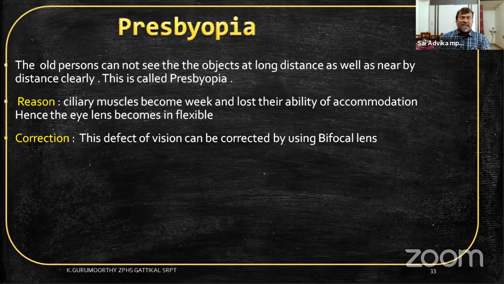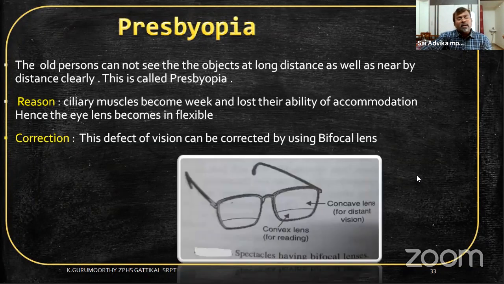How to correct it? For the correction of presbyopia, we have to use spectacles fitted with bifocal lenses. Bifocal lens means convex lens as well as concave lens. See, age-old persons wear spectacles like this. The upper portion is a concave lens. This is the concave lens fitted. This is the convex lens fitted.